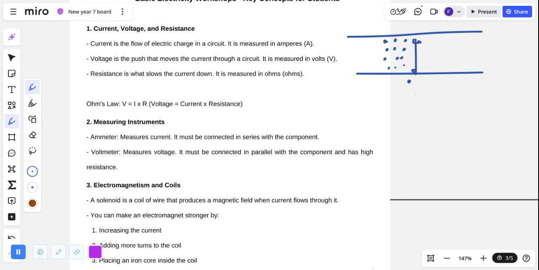Voltage is how much energy each soldier carries. You could look at how fast they're walking. The more voltage they have, the faster they would walk. The less voltage they have, the slower they would walk. Different ways of looking at this.